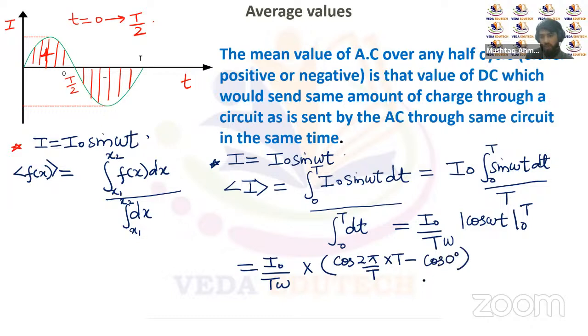Cos of 0 is 1, and cos of 2 pi is also 1. So this expression will be equal to 0. Or we can say for a complete cycle, the average of this AC current is equal to 0. So for a complete cycle, the average of sine omega t or cos omega t is 0 for both.